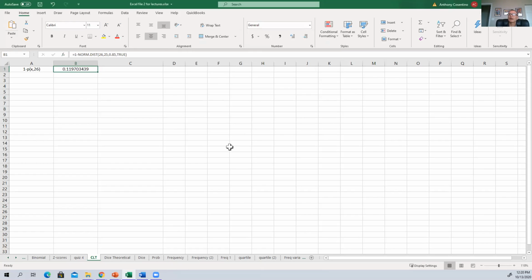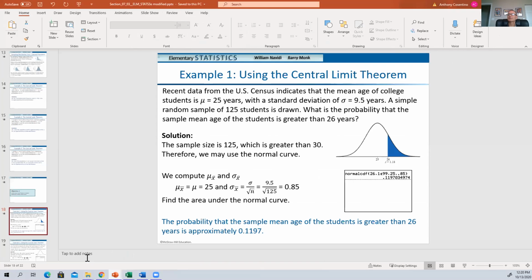So the idea of the mean being greater than 26, which is 1 minus less than 26, is almost 12%, 11.97%. Again, the wrong button. I'm having trouble with buttons in this recorded lecture. There's the right button, and you can see you get 11.97% or 0.1197. So again, the same style of calculations, except you have to be careful about what your new standard deviation is. So let's do a couple more.